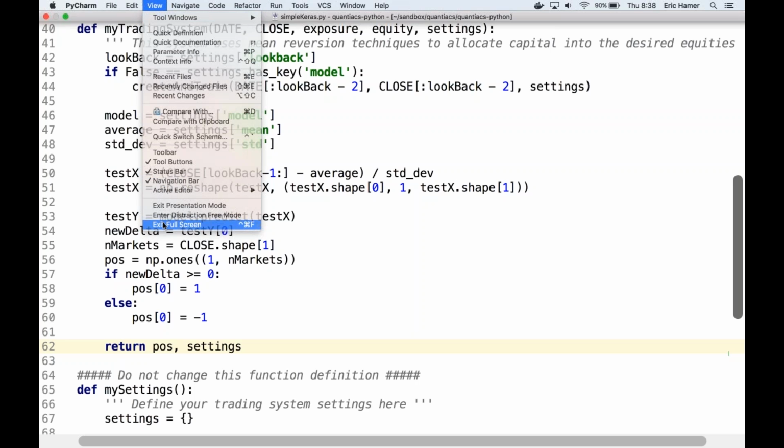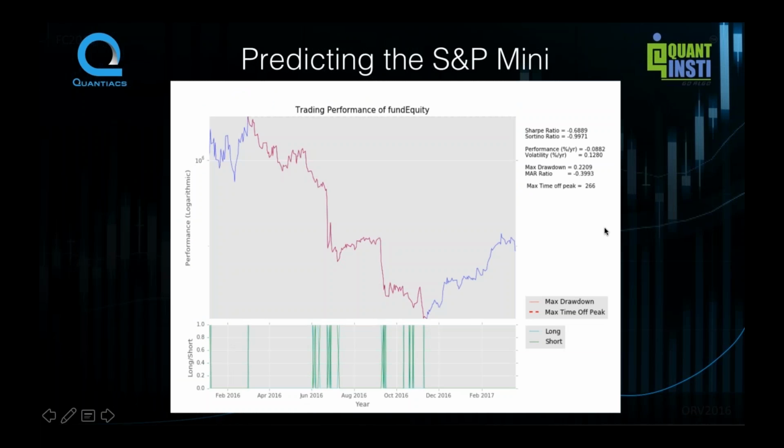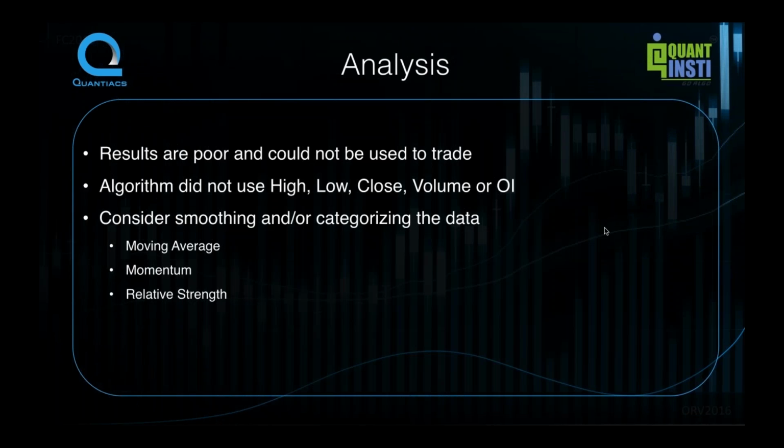So again, I've used a neural network to predict the S&P mini futures. It has not done well at all. So again, the results are poor. We certainly couldn't use these to trade by any stretch of the imagination, but at the same time, this algorithm used just the closing price. It made no attempt to look at any relationships between the high, low, and close on a daily basis, or to look at the volume or open interest. So a lot more could be done. I also took just raw data where perhaps if I had used something like moving average, momentum, relative strength, any of the standard financial indicators, maybe I would have had better luck.